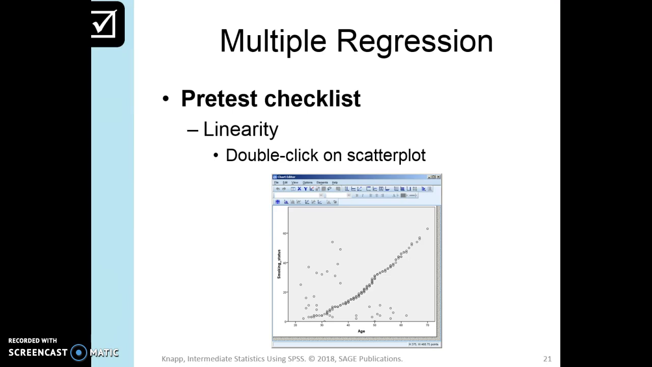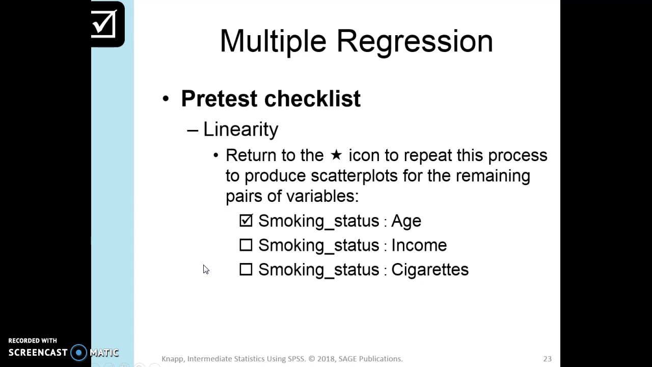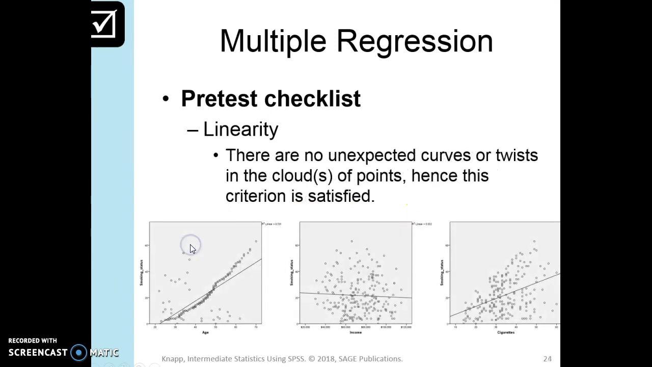Double click on the scatter plot. Looks pretty linear to me, straight through here. Click on the add fit line icon right up where that red circle is, and it will put this line of best fit among all that data. Linearity: return to the icon to repeat the process to produce scatter plots for the remaining pairs. We just did smoking and age. Now we need to do smoking and income. So we get all 3 of these.